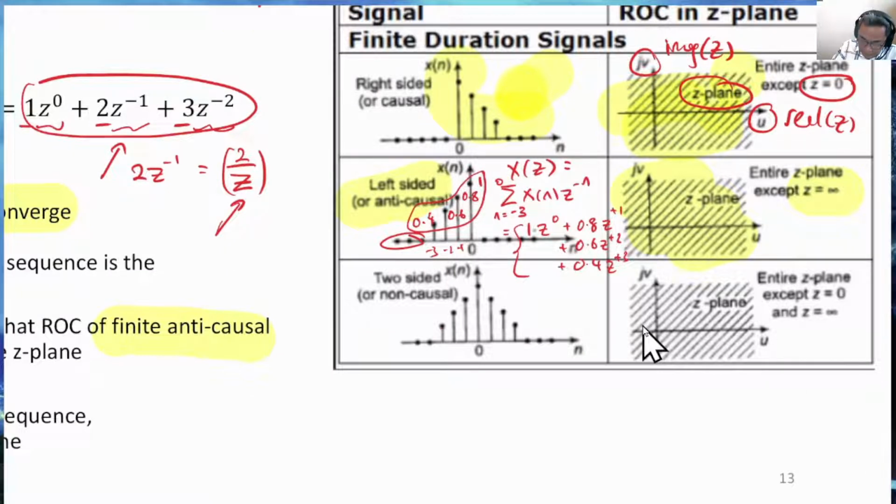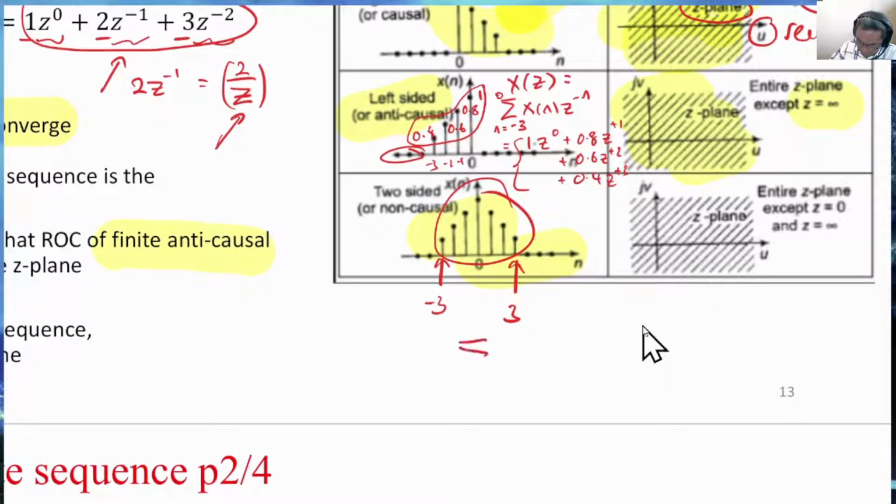What about the last example? In this example, we again have a finite sequence, but it extends from minus 3 index to 3 index. Only 7 numbers. When we write the equation for these 7 numbers, the sum is only from minus 3 to 3, xn z minus n. So as long as z is not infinity, or z minus n is not infinity, then the sum will converge.